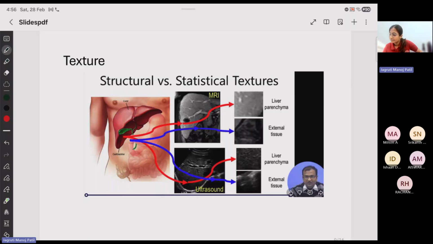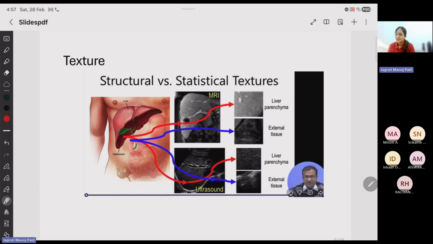This was a very nice example, and hence I directly took a screenshot of the slide. If you do have an image of the liver, the top two images are from MRI, whereas the bottom two are from ultrasound. In MR, you can see the structural differences, where the liver parenchyma is different from that of an external tissue. Whereas in ultrasound, this liver parenchyma does not have much tissue or texture change. Your tissue scattering is much more similar to that of your external tissue.